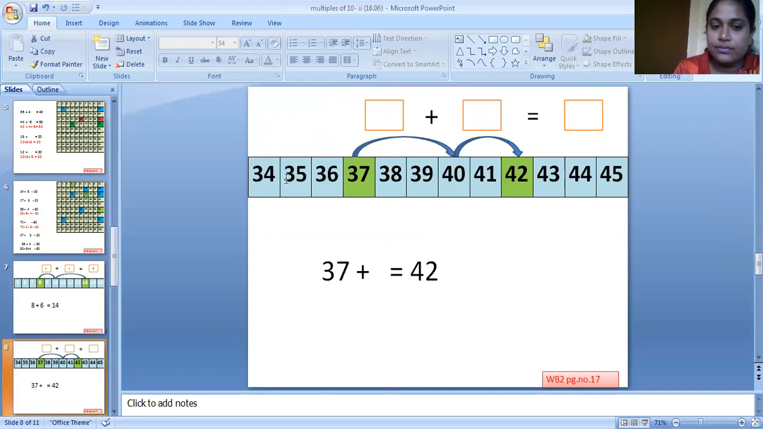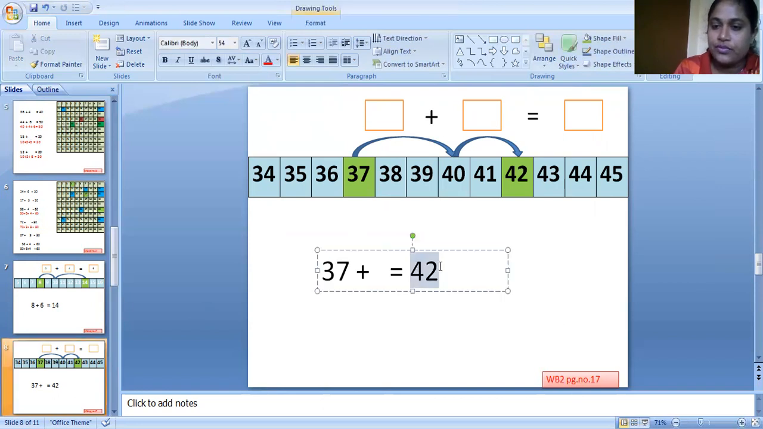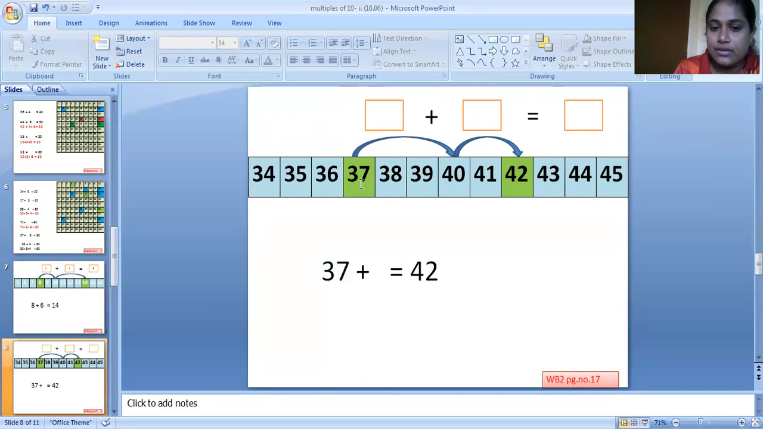Next, we have a number line from 34 to 45. So here they have given 37 and 42 in their sum. So we should mark these two on our number line, 37 and 42. As I told you earlier, to make it easier to solve this sum, I will jump first to the nearest complement of 10. Next complement of 10.